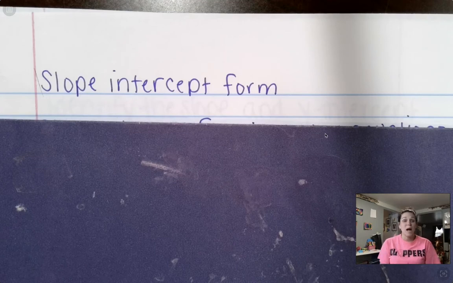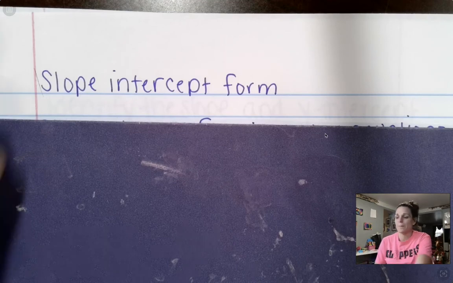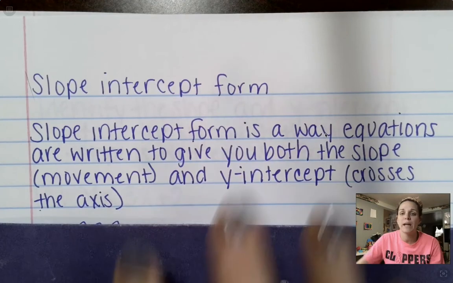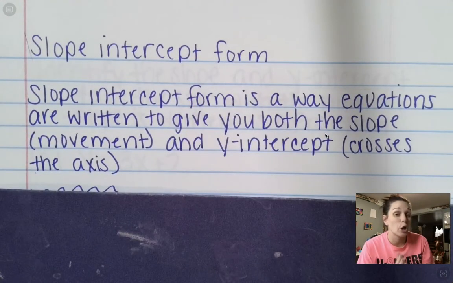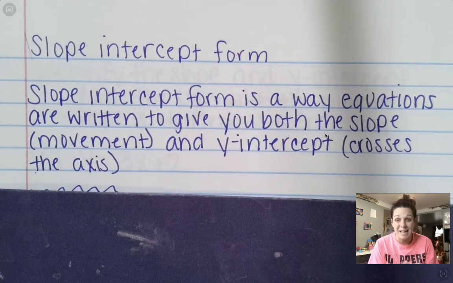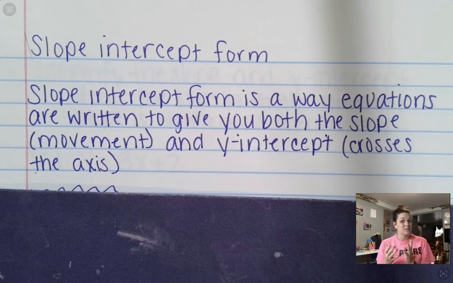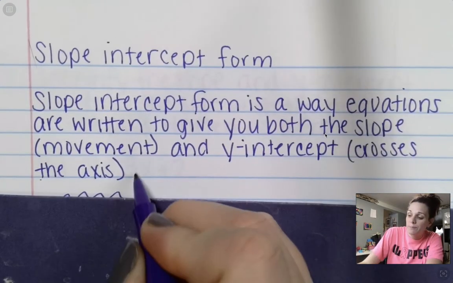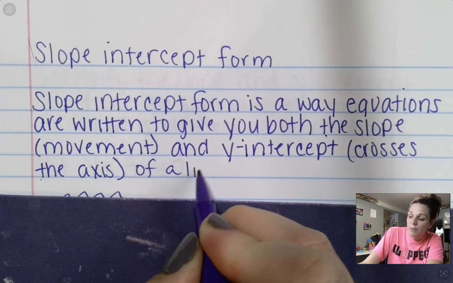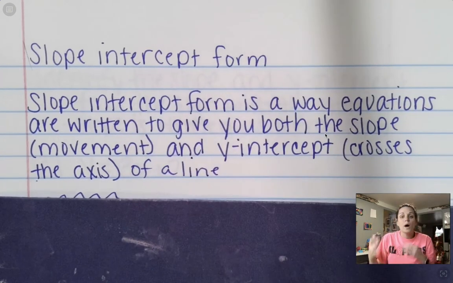So let's go ahead and write slope-intercept form. Slope-intercept form is a way equations are written to give you both the slope, which is the movement, and the y-intercept, which is where the line crosses the axis. Our focus is going to be interpreting what this story, this line, this creation actually means.